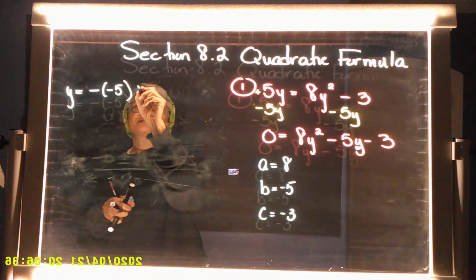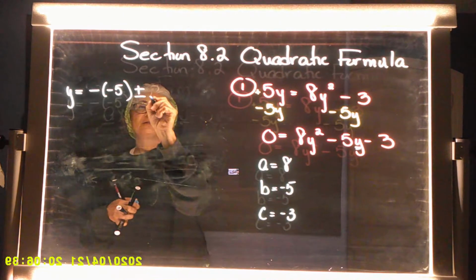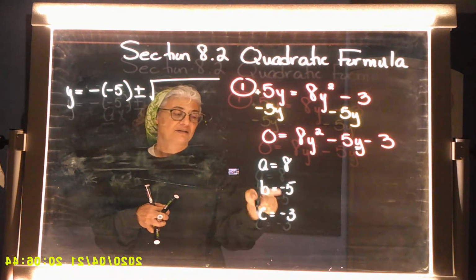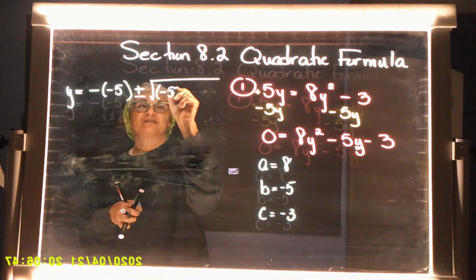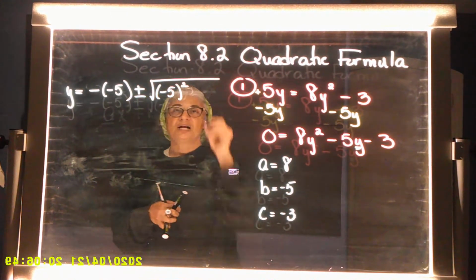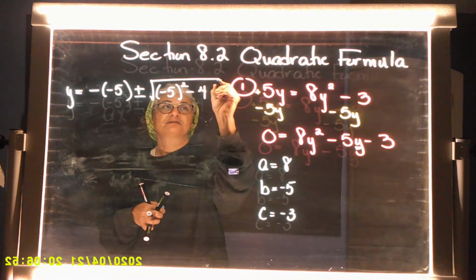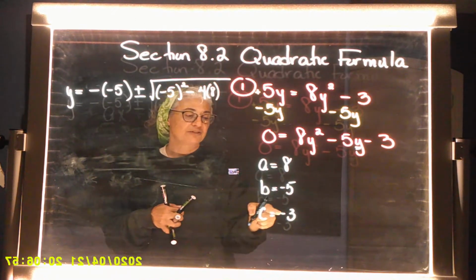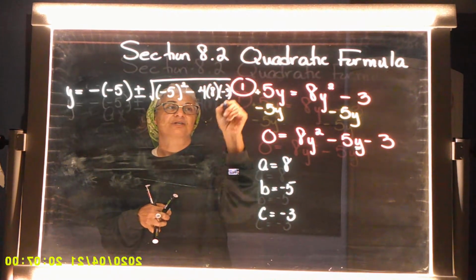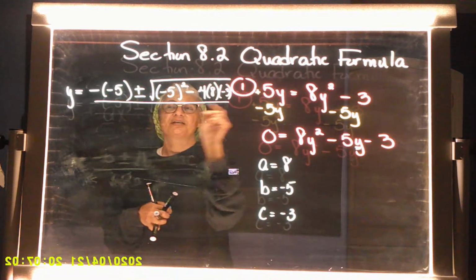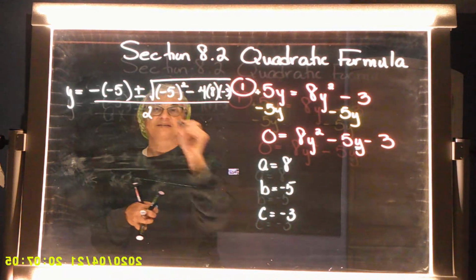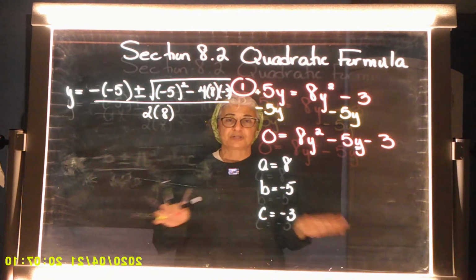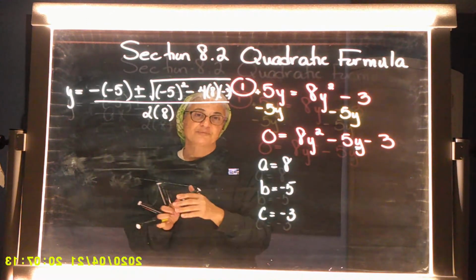And then the formula says plus or minus the square root of b to the second. What's my b again? Yep, negative 5. So it's negative 5 to the power of 2 minus 4 times the value of a, which in our case is 8, times the value of c, which in our case is negative 3. And the whole thing is over 2 times a. This is the formula. I am just plugging my numbers into the formula. I'm not doing anything else at this point. I'm just plugging these numbers in.